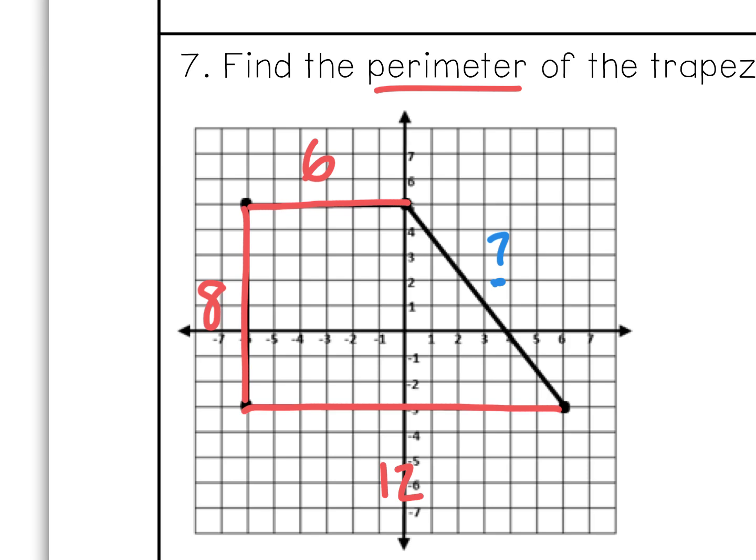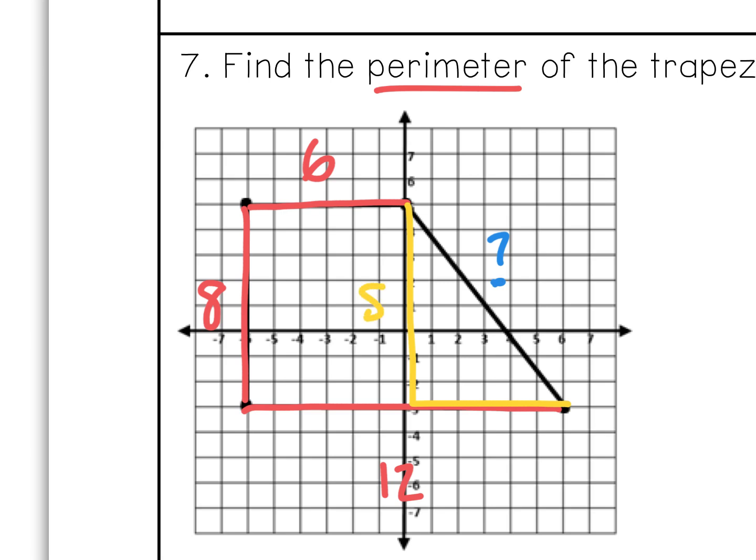So how do we find the diagonal? By making a triangle. Okay, so I picked the point at the top and the point at the bottom, and I drew my triangle. So how tall is that value?